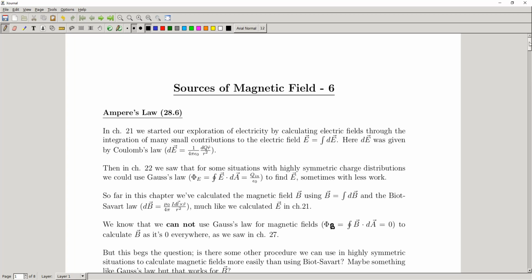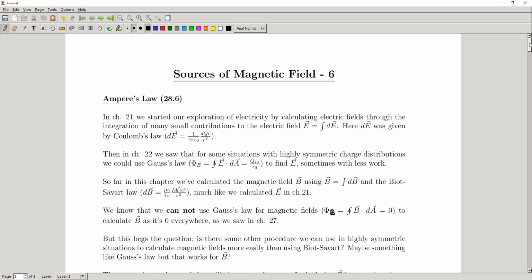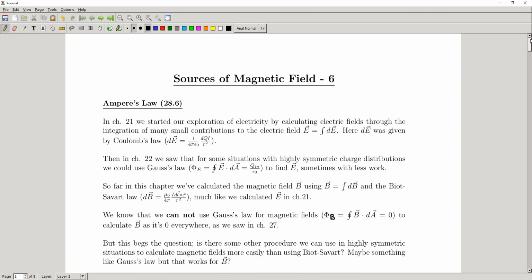We're not going to do any examples of Ampere's Law. I'm going to devote the entirety of the next video to doing examples. So we're just going to do the setup. We're going to derive Ampere's Law. We're going to talk about where it applies and where it doesn't apply. And then in the next video, I'll do some examples. Or I'll exclusively probably do examples in the next video.